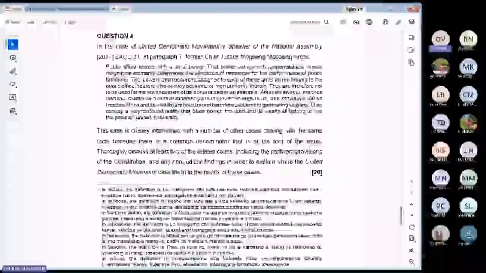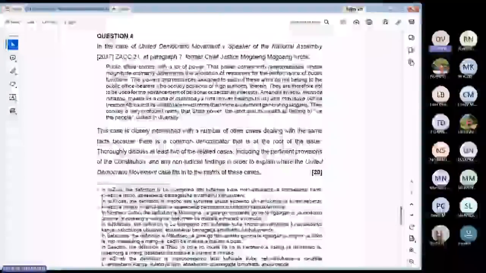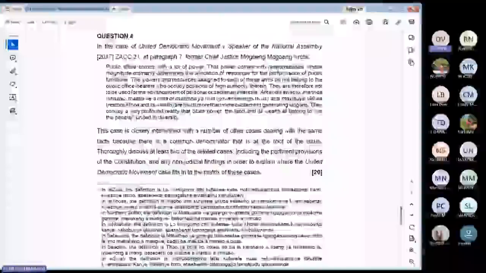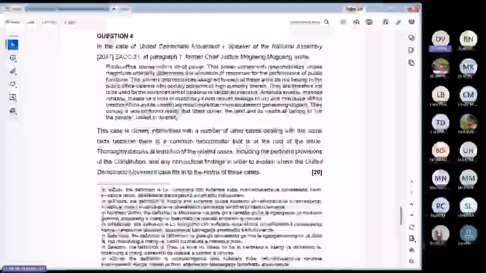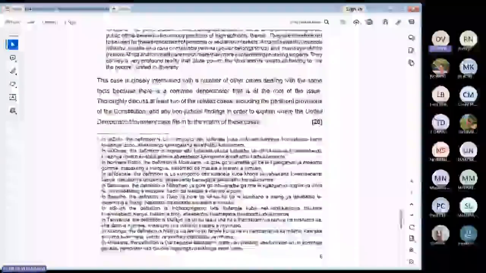So really, the entire exam comes down to what the Constitution says, and can you back it up with case law? As long as you can find it in the Constitution and you can hopefully find some case law, you'll do well on the exam.